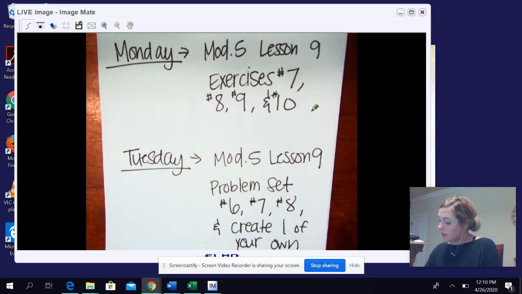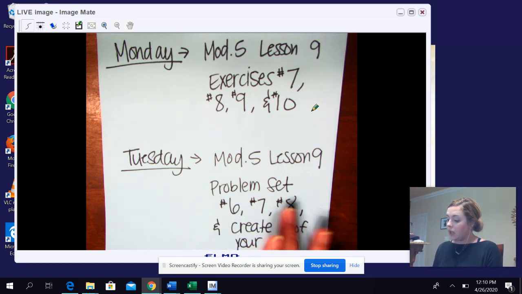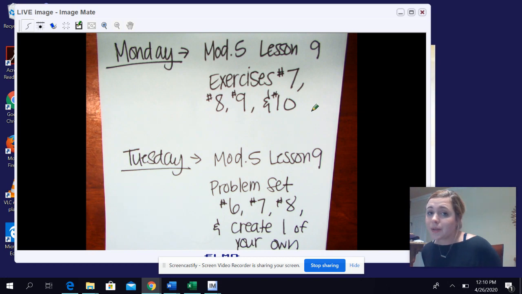And on Tuesday, same thing. It's the same lesson, but we're going to jump to the problem set, 7, 8, 9, and then 1, create your own. So very simply, draw me a prism, make up some measurements, find the volume, or you can do one like the video where you give me 2 measurements and the volume and solve for the other measurement. It's all listed in the boxes. It's already labeled out for you. You just have to solve them.